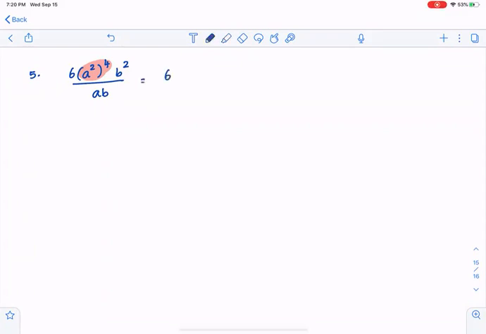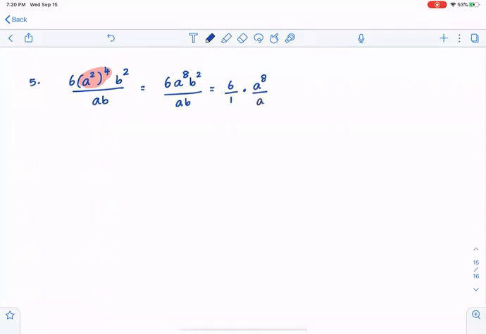So 6 times a squared raised to 4. If we have a power raised to another power, we just multiply the powers. So we have a raised to 2 times 4, I get 8. b squared divided by a multiplied by b. Now we split the terms: 6 over 1 times a raised to 8 over a, times b squared over b.